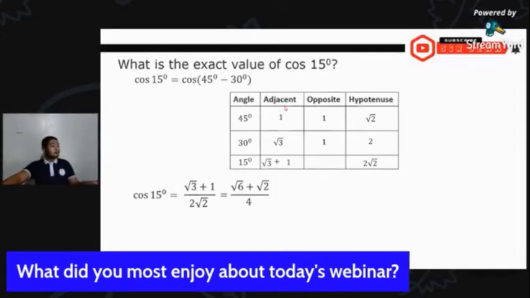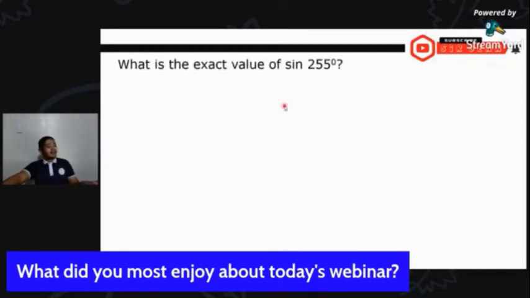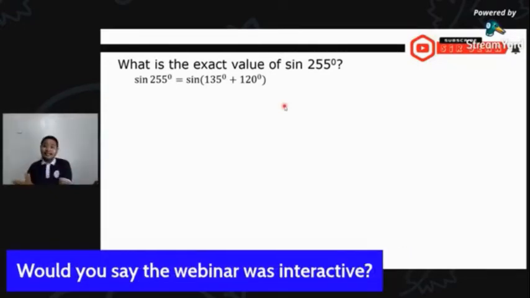Next example. What is the exact value of sine 255 degrees? In that case, sine 255 degrees is actually equivalent to sine of 135 plus 120 degrees. So how do we identify the numbers to be added? Think of the special angles. Okay? Think of the special angles. So that's how you identify the two numbers to be added.